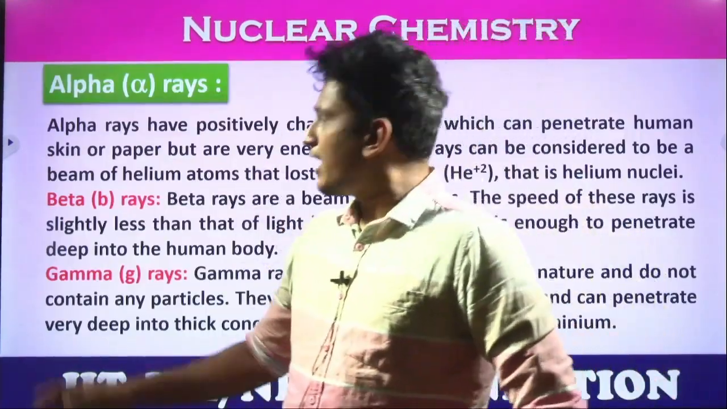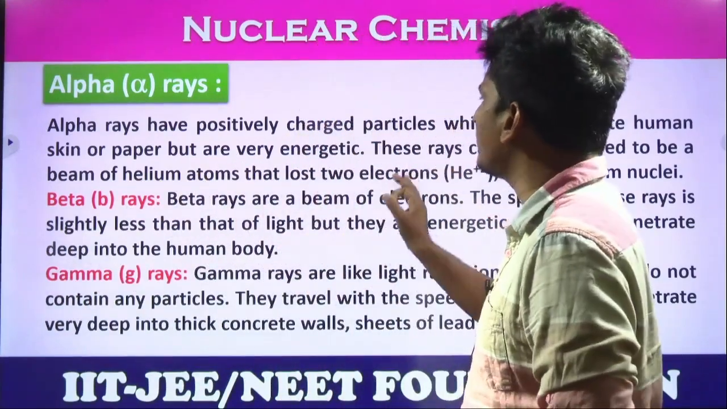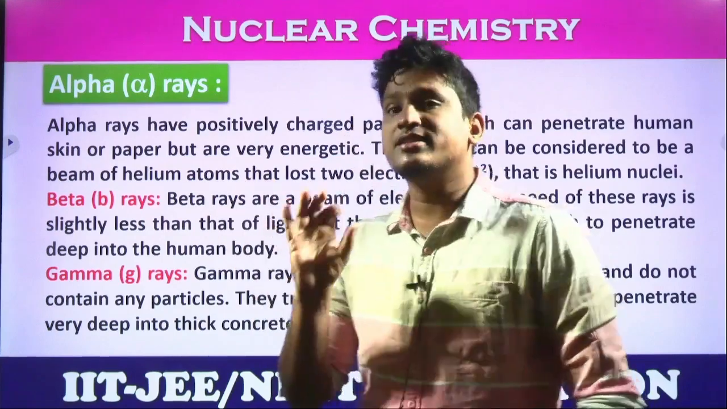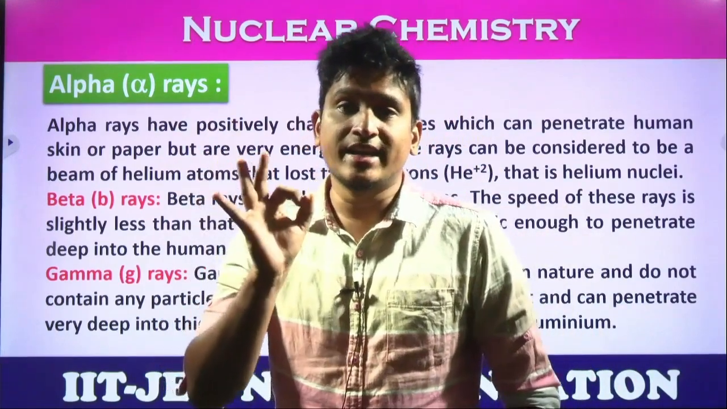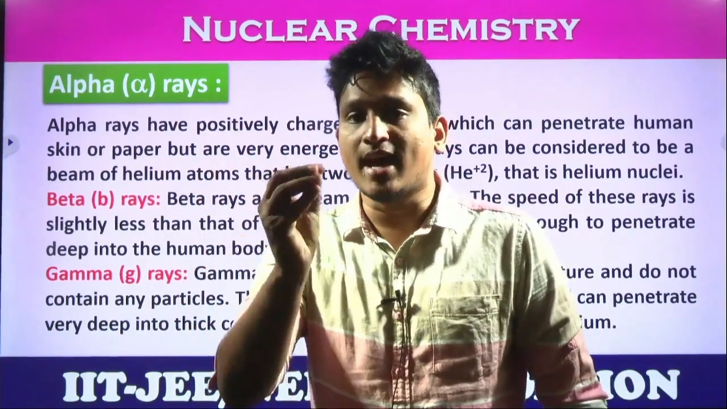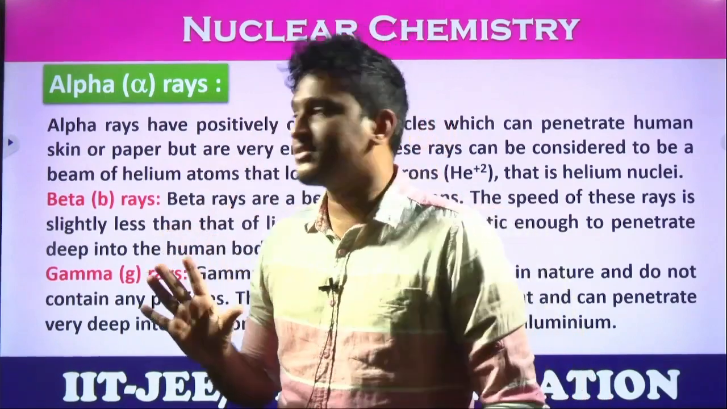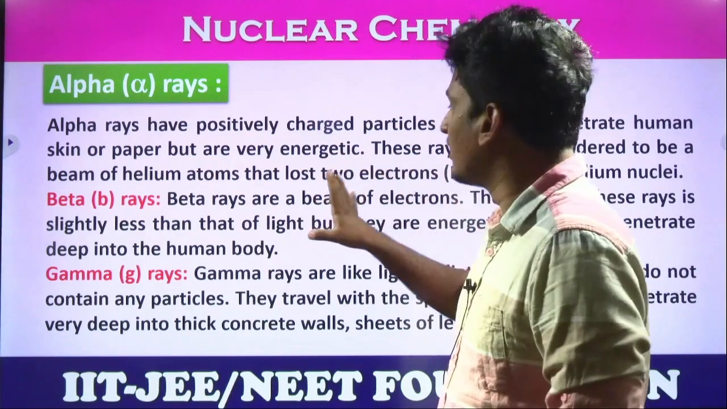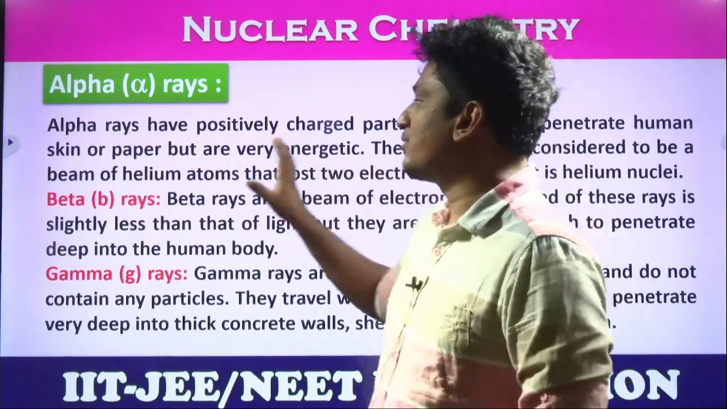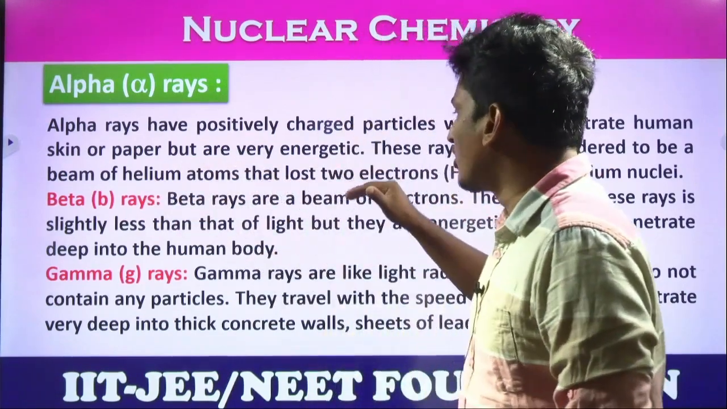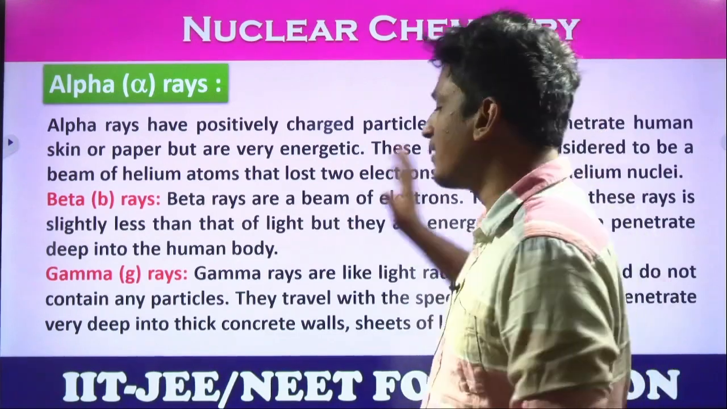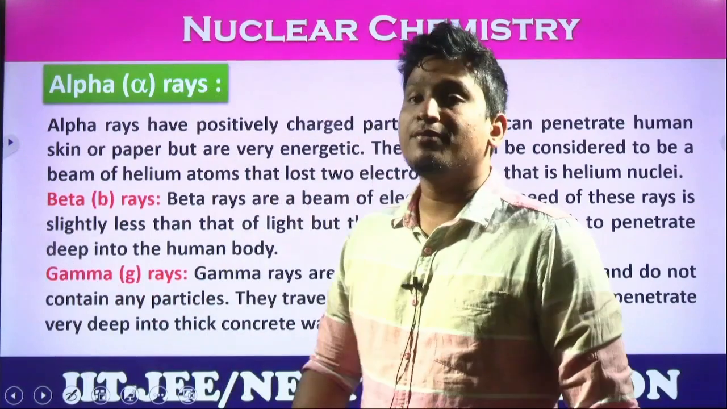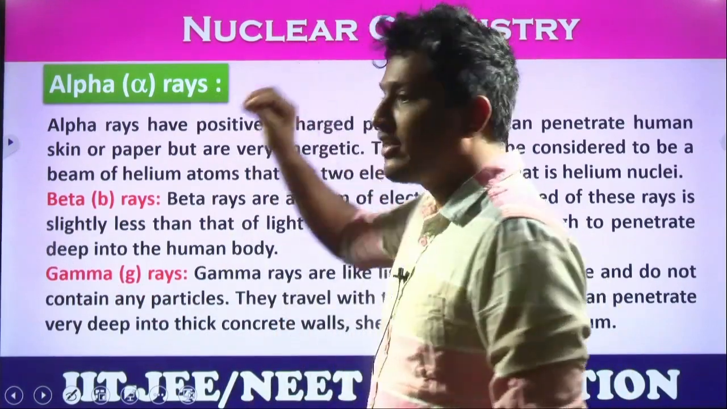Alpha rays have positively charged particles which can penetrate through human skin. That's why these radiations are very, very dangerous, students. They can cause cancer, all kinds of radioactive substances. They can penetrate through skin or paper, and are very energetic. These rays can be considered a beam of helium atoms that lost 2 electrons, that is helium nuclei. Don't confuse. Alpha ray is nothing but the nucleus of helium.